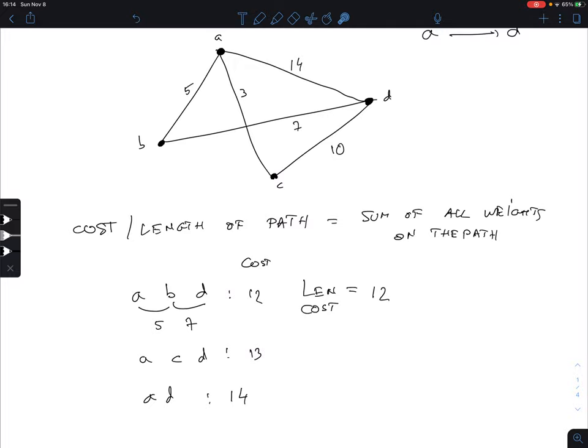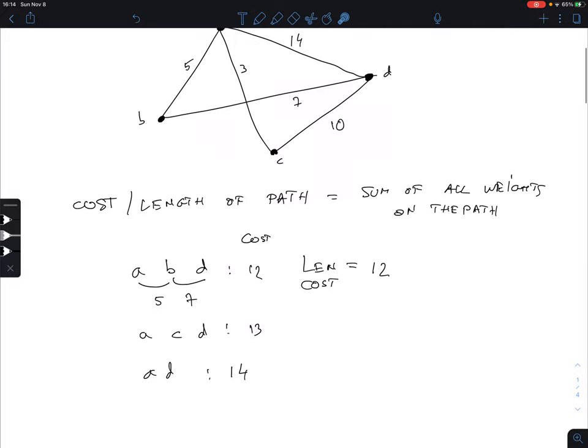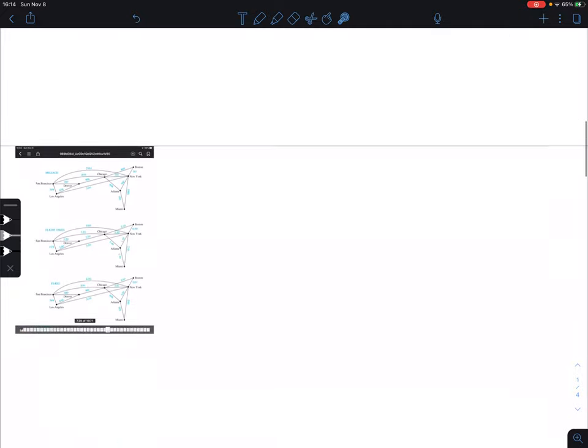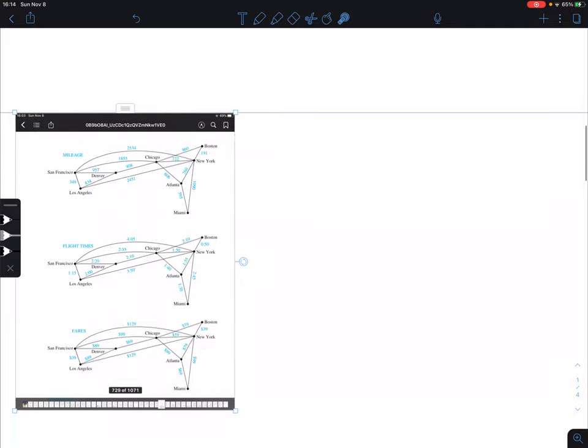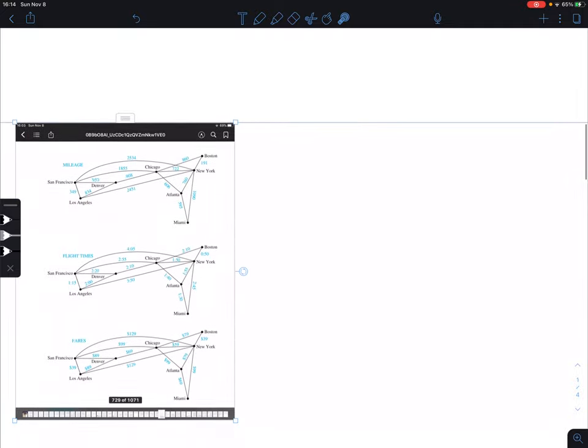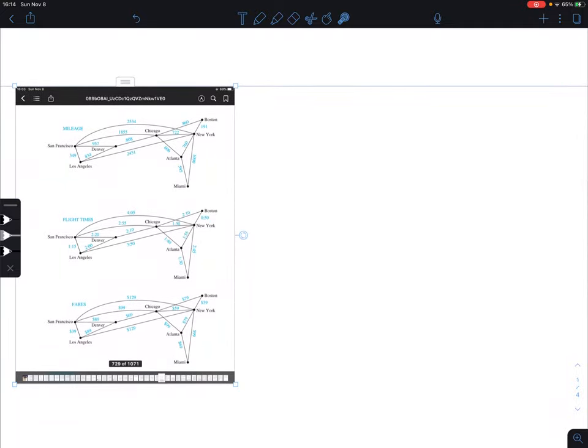But before I do this, let me give some practical application here. I have taken this from the textbook. Let me see if I can enlarge this a little bit. So here is an example of a practical problem, right? We have these cities here, and we're looking at the edges.